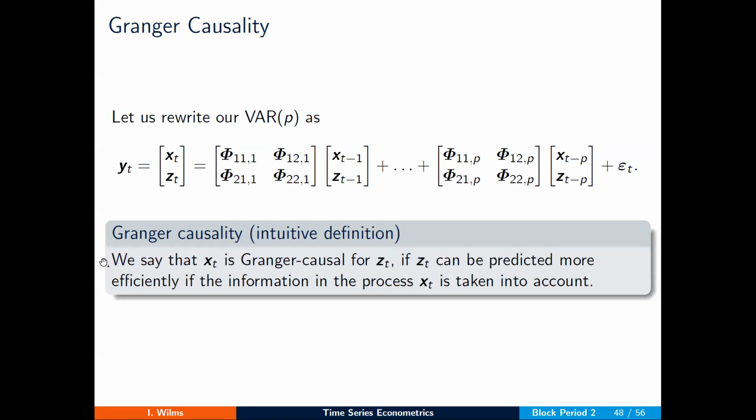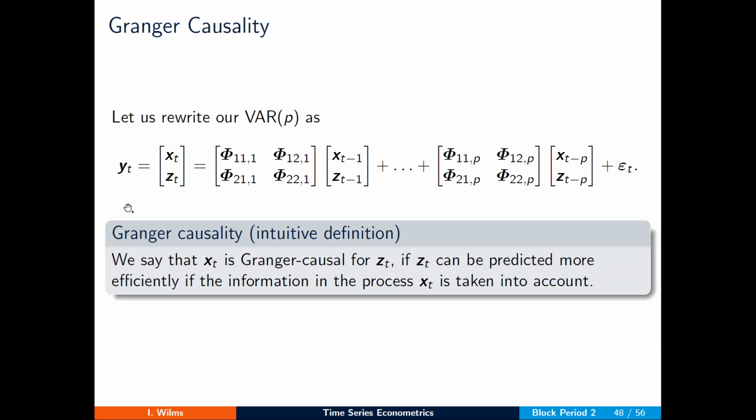Now, XT is said to Granger cause ZT if ZT can be predicted more efficiently when XT is taken into account. So in other words, when XT has incremental predictive power for ZT, where incremental means predictive power in addition to what is already contained in the past of ZT itself, well then XT Granger causes ZT.